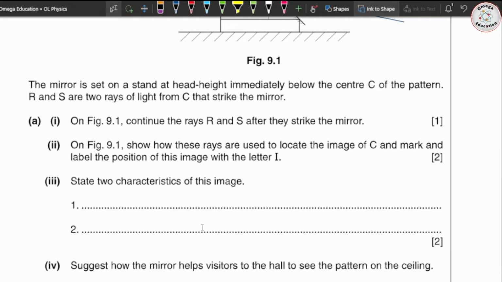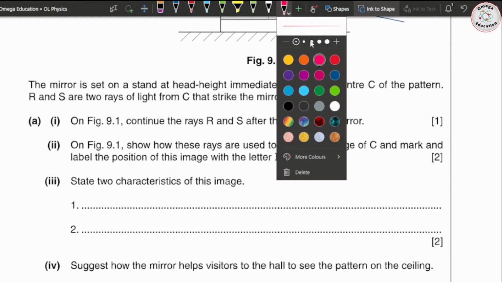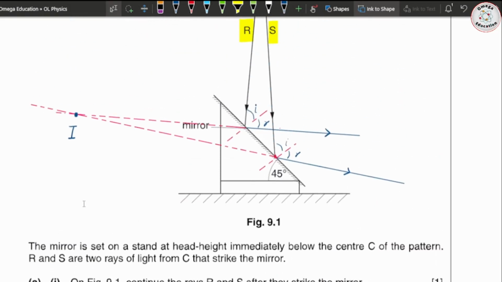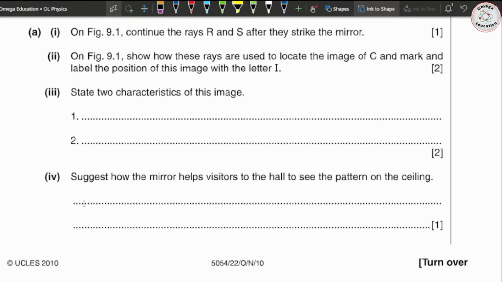Then we move on to the next part: state two characteristics of this image. Well, we have to state two characteristics of the image that is formed by a plane mirror. So first of all, the image is virtual, and the other one you can write is the image is upright.